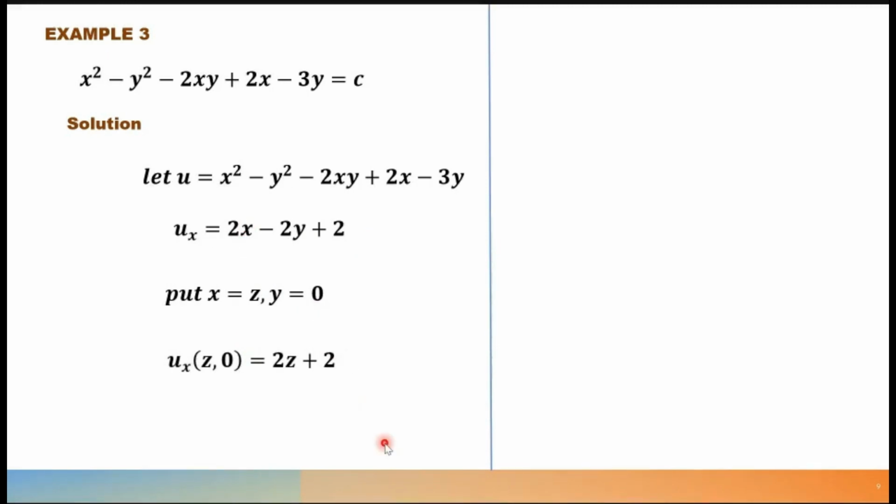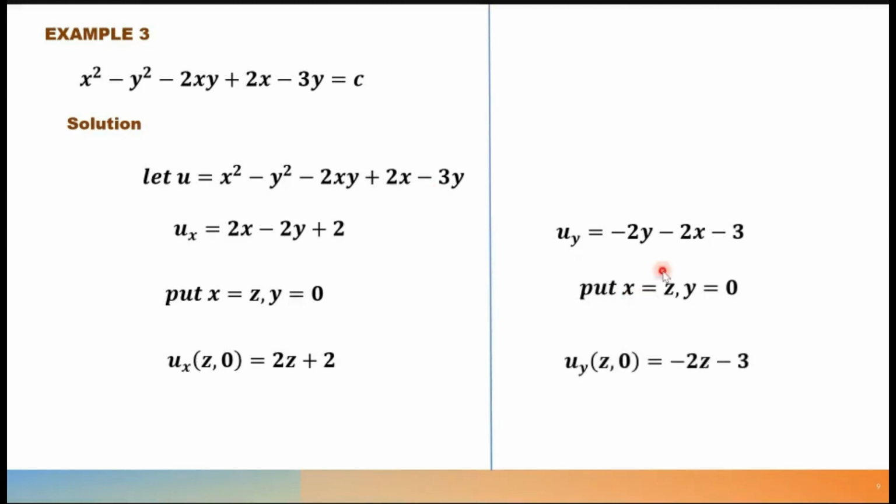Right. Similarly, uy, it's a simple problem. Uy is equal to differentiating u partially with respect to y. Minus 2z minus 3, right? Putting x equal to z, y equal to 0, minus 2z minus 3. Substitute everything in the f dash of z function.